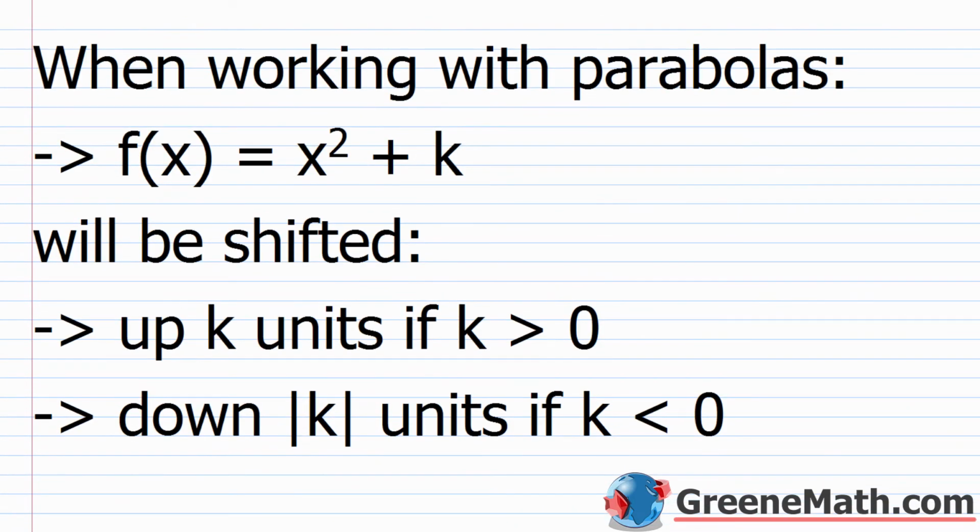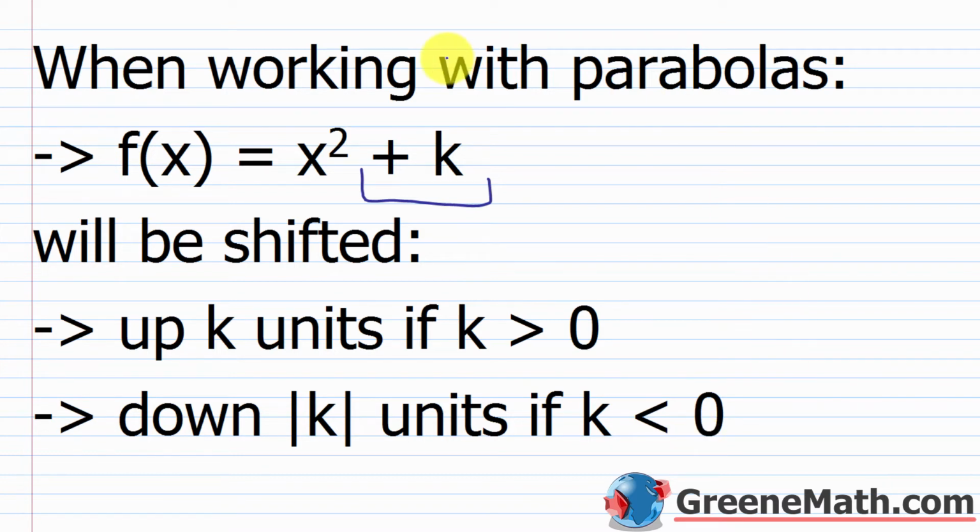So generically, when working with parabolas, if you have f of x equals x squared plus k, we know what f of x equals x squared looks like. We're adding this k to it. So this will be shifted up k units if k is greater than 0. So we saw that when we had f of x equals x squared plus 3, it was shifted up 3 units. Then down the absolute value of k units if k is less than 0. So when we had x squared minus 1, we think about that as plus negative 1. We're really saying the absolute value of negative 1 is 1, so we're shifting it down 1 unit. Right? We just saw that.